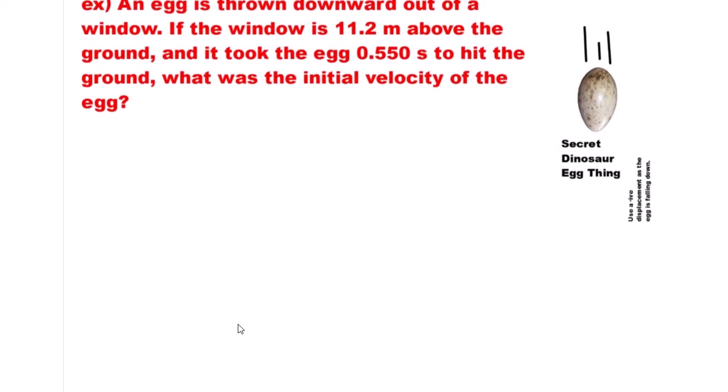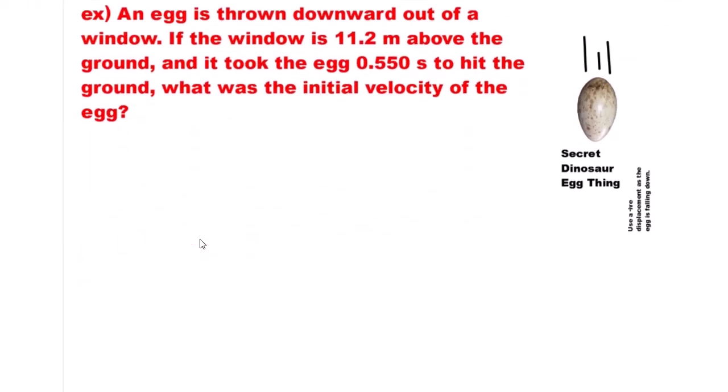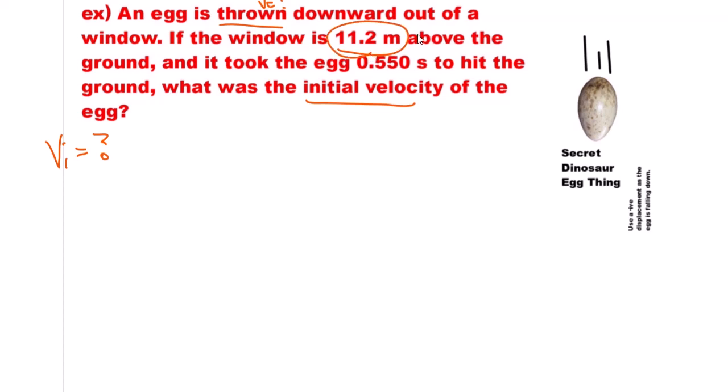Let's start by collecting my information. Now, the egg here is thrown, so it means that VI is not 0. VI is what I'm looking for. What was my initial velocity? The window is 11.2 meters above the ground, so that's my displacement. And it took the egg this long, well that's a time, to hit the ground.